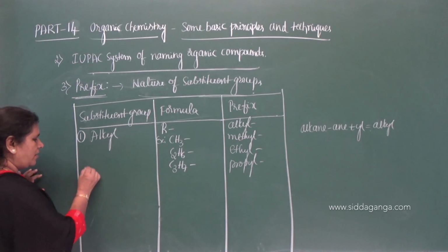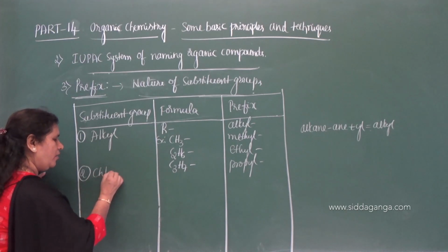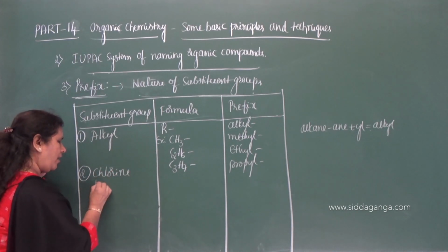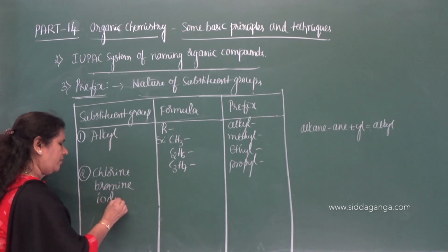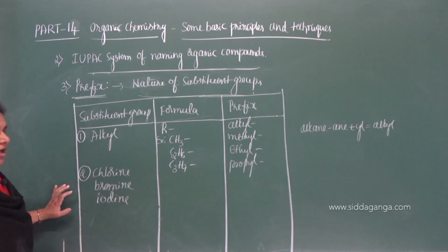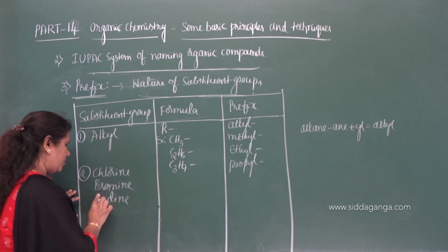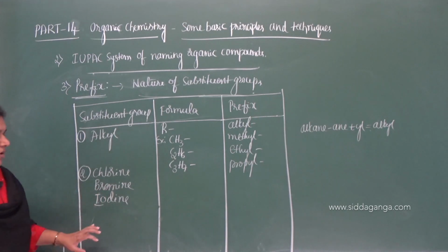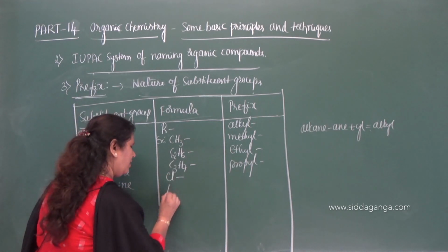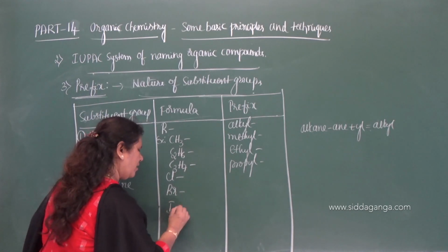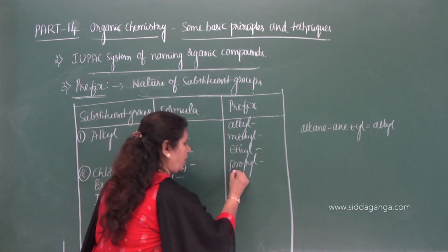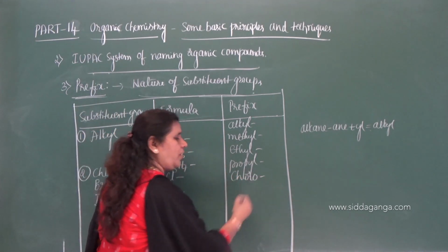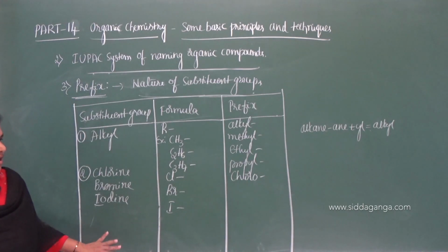Second one is halogen, like chlorine, bromine and iodine. Chlorine, bromine, iodine. So here you can use capital letters, no problem. Chlorine Cl, bromine Br. If it is there, then you have to name it as chloro. Halo is the general prefix for halogen atoms.